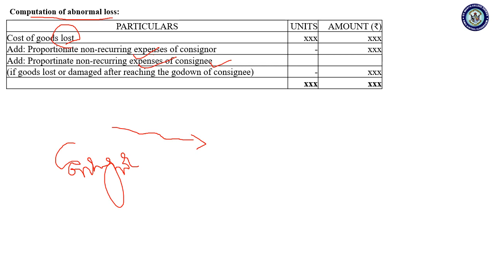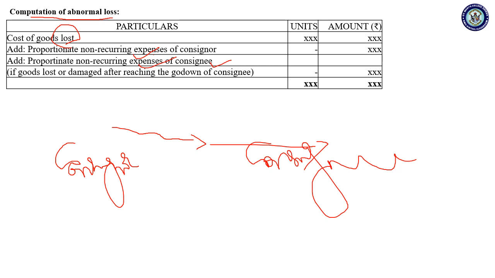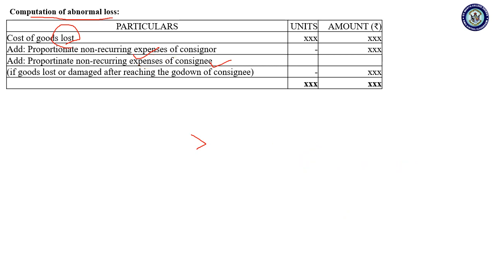If the expenses are incurred after reaching the consignee, then you have to take the expenses of both parties. That is the non-recurring expense of the consignor and the non-recurring expense of the consignee. So these are the formats you should know.